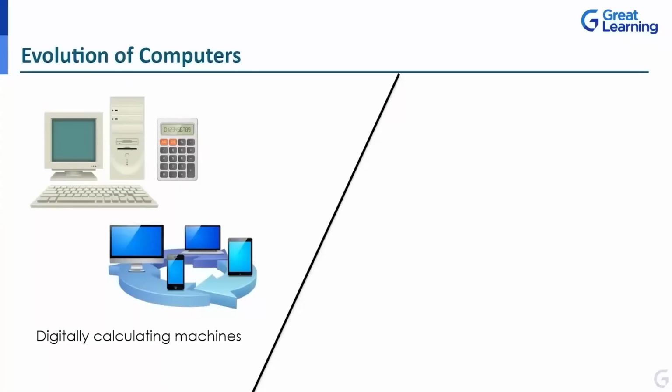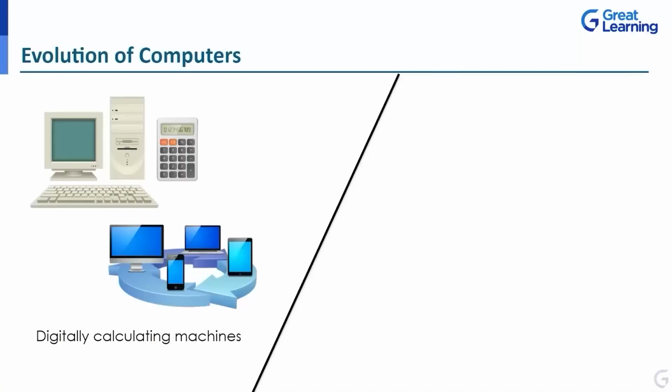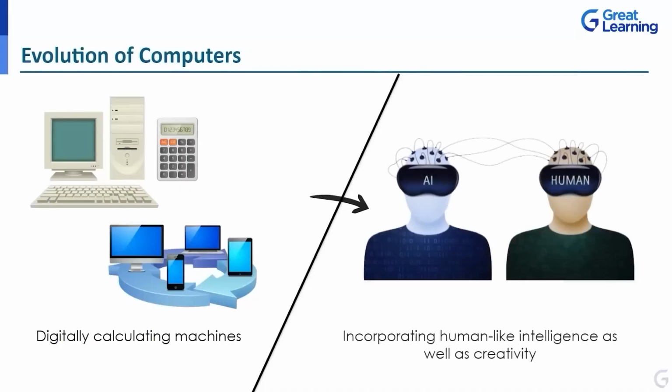When computers were created, they were created as calculating machines for mathematicians and bookkeepers. Then they evolved to understanding programming languages so that they can understand human instructions. But now they have evolved to incorporating human-like intelligence as well as creativity. Mimicking human-like intelligence is nothing but artificial intelligence. And artificial intelligence combined with creativity is nothing but generative AI.